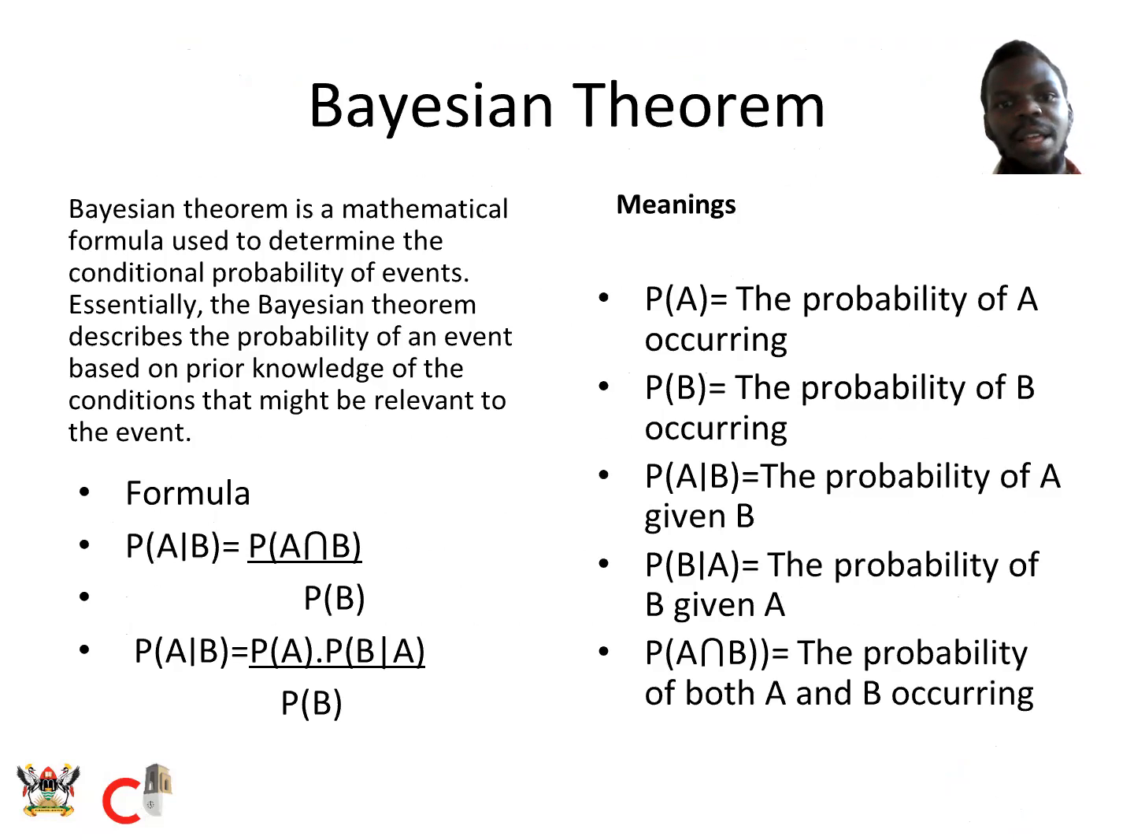So here I'm going to talk about the Bayesian theorem. This is a mathematical formula used to determine the conditional probability of events. The Bayesian theorem describes the probability of an event based on prior knowledge of conditions that may be relevant to the event. So this is the formula: P(A|B) equals P(A intersection B) over P(B). Basically, this formula helps us get the equation very well. It involves the probability of A, the probability of B, the probability of A given B, the probability of B given A, and the probability of both A and B occurring.